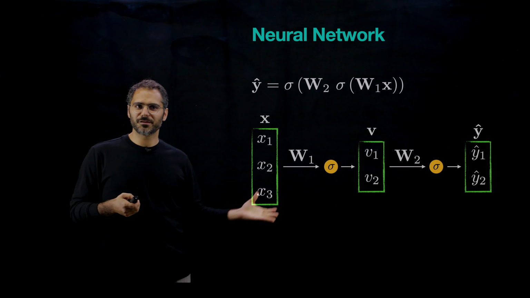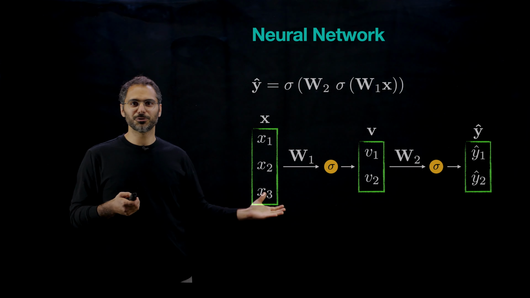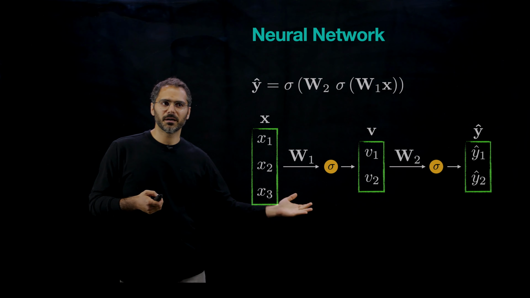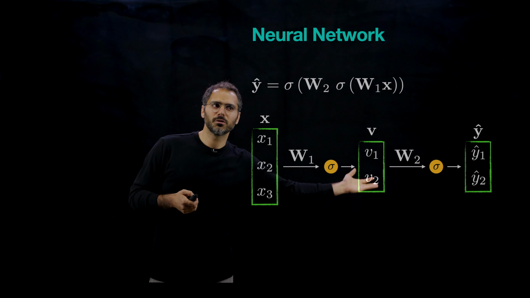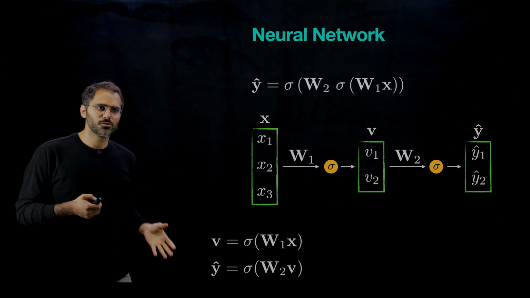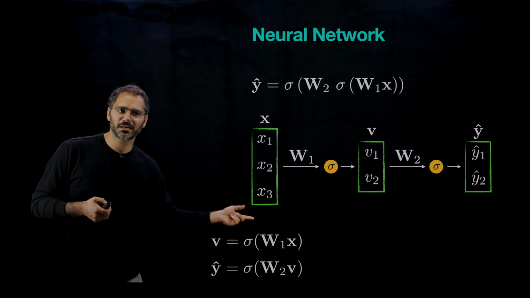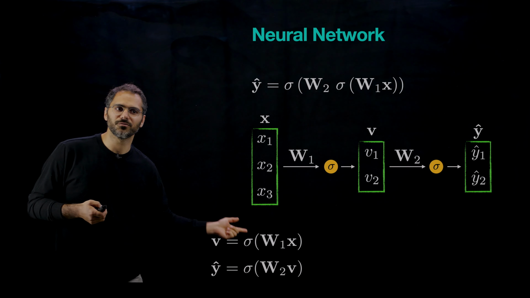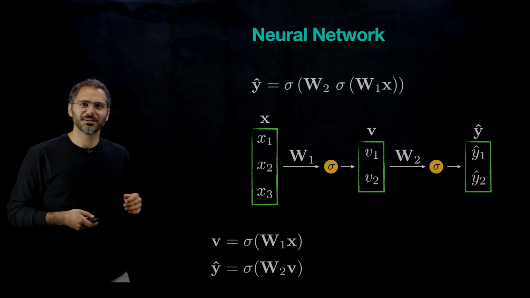So to simplify the representation a little, I just redrew the neural network in this way. And now we have x multiplied by w1, apply sigma, v multiplied by w2, apply sigma, you get y hat. And sometimes you see this notation where you have v equals sigma(w1 x), and then y hat is equal to sigma(w2 v). So there's two stages of linear, nonlinear computations.